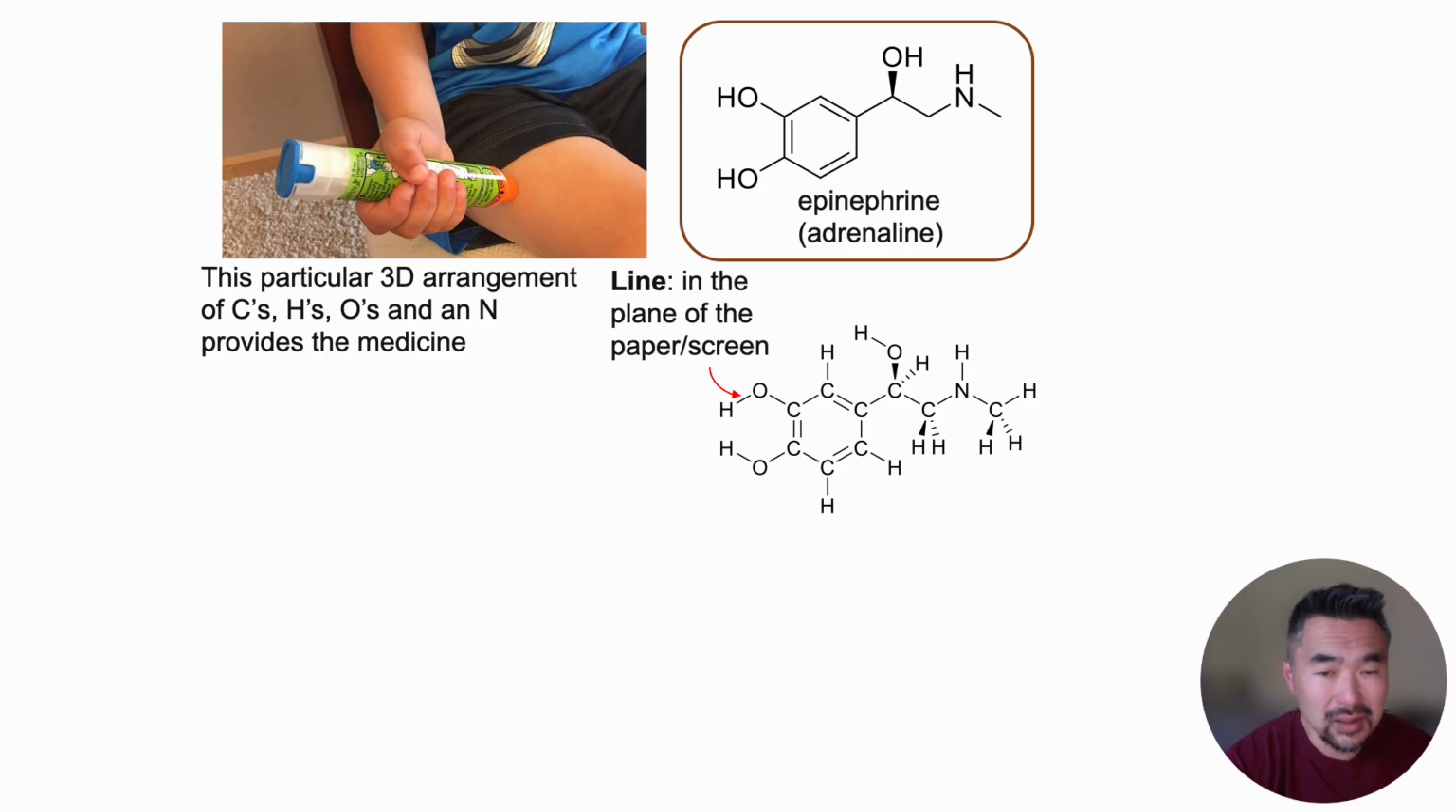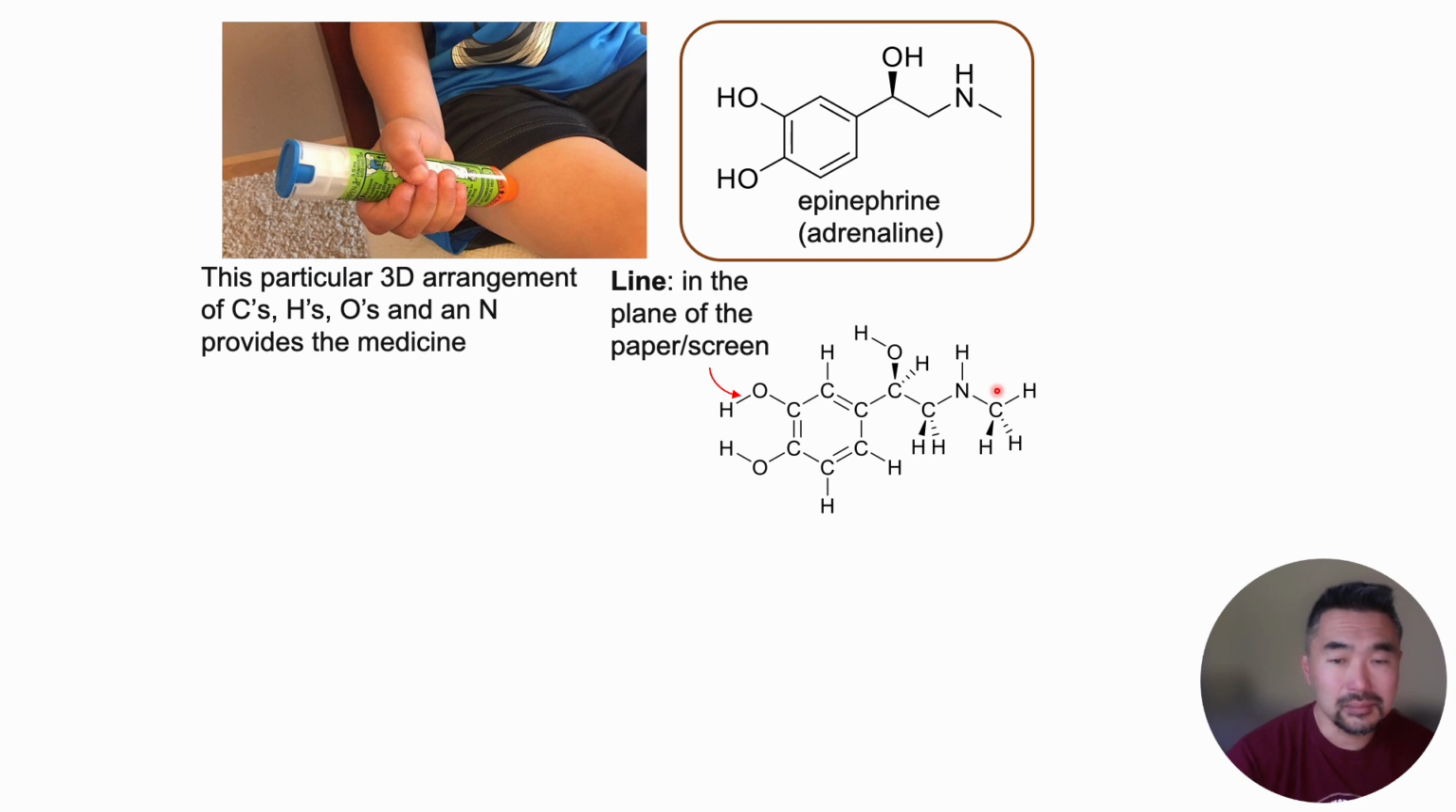One thing to note in this structure is that some bonds are lines, and some are wedges and hashes. So let's discuss the details first. The line bonds, like this right here, are understood to be in the plane of the screen or the paper, if you want to go old school. So all this ring and all these OH bonds, at least the way it's drawn right now, are understood to be in the same plane. Same with the rest of the chain here.